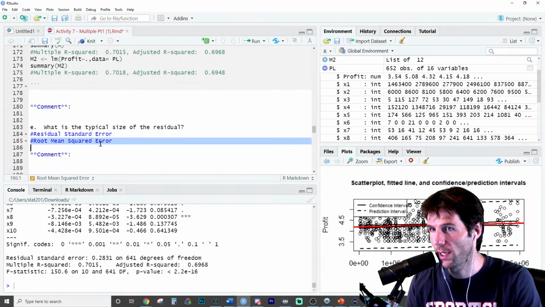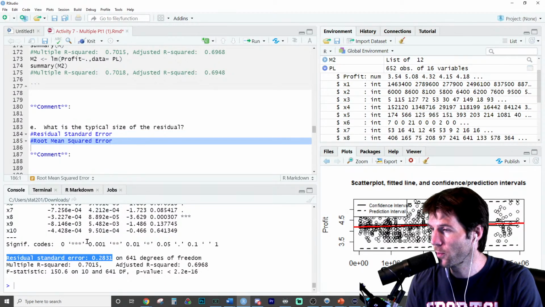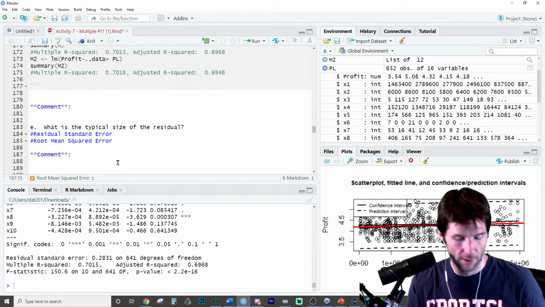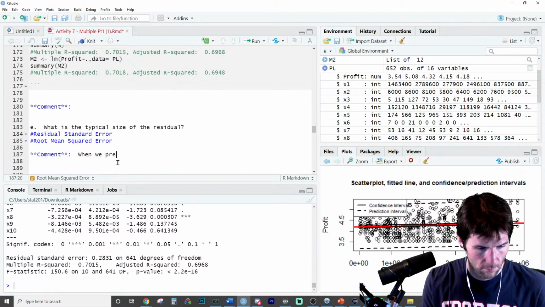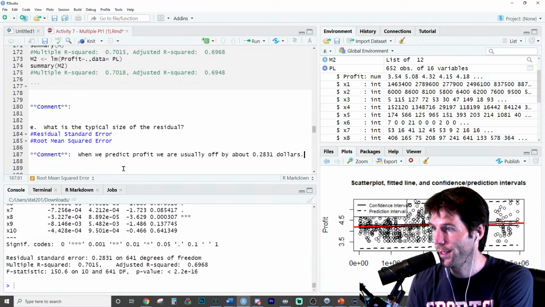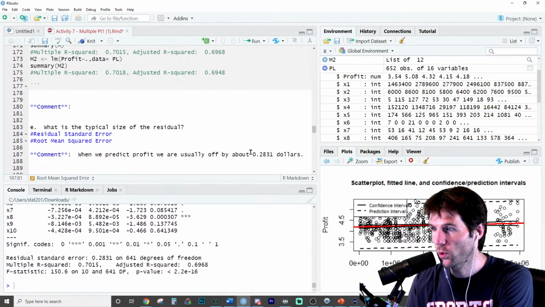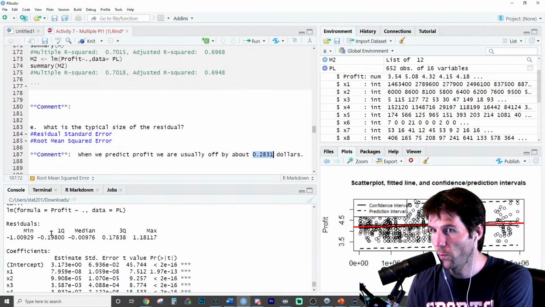And these are the same terms. So this is the typical miss the model makes. This means when we predict profit, we're usually off by, let me write it right here, I'm going to call this dollars. It's not a percent we are off. A lot of people say this in percentage. That's not a percentage. That is how much we are off in units of the Y. Whatever this is right here is in units of the Y value.